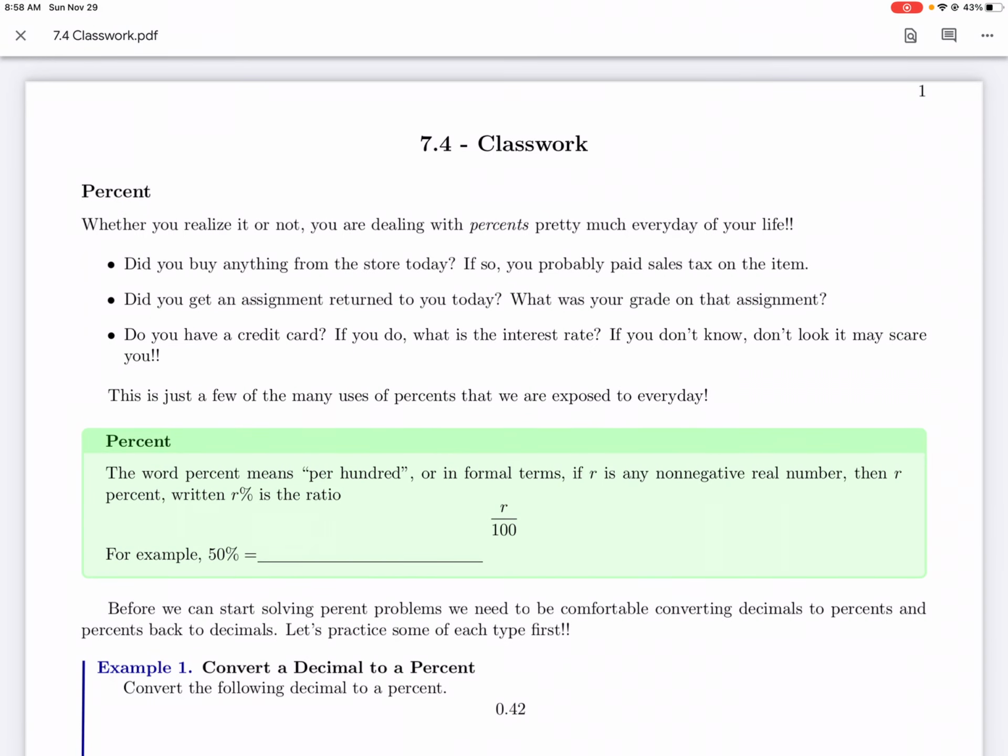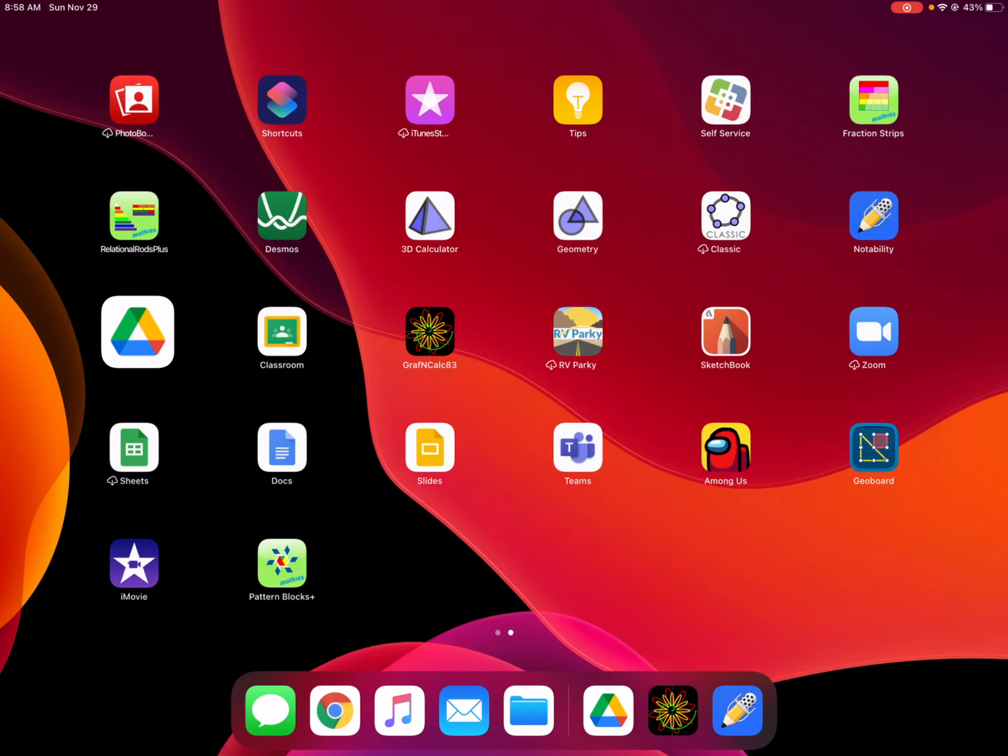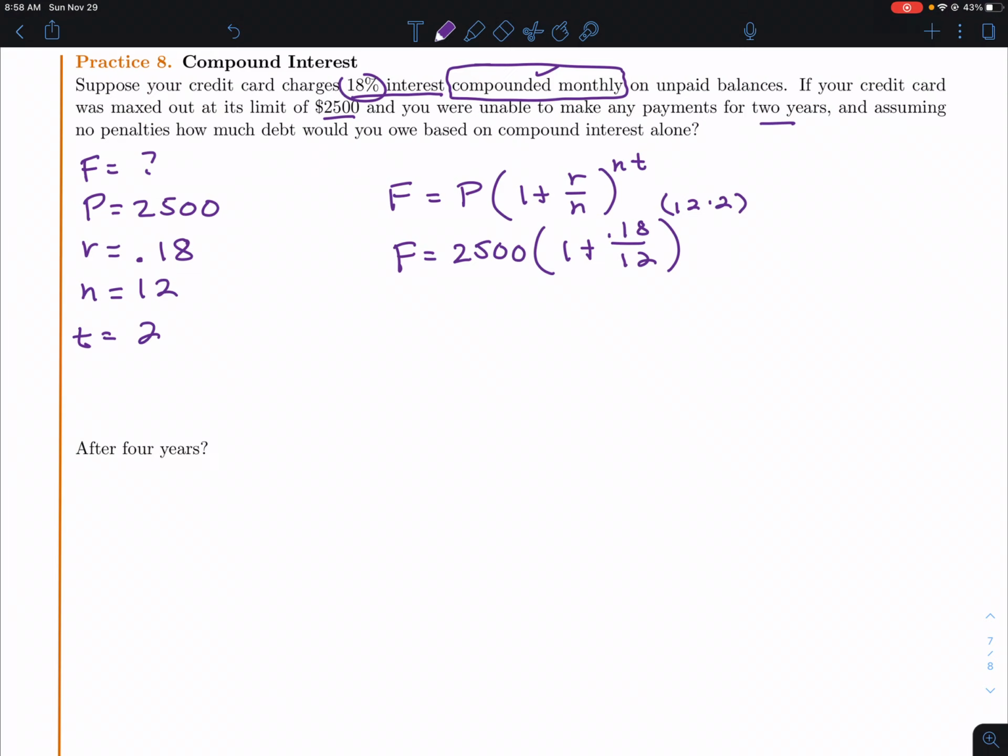Oops, that's not it. So 3,573.76. In this case, that's how much we would owe total. If you subtract this number from 2,500, you can see how much interest we were charged, which is kind of a disaster here.